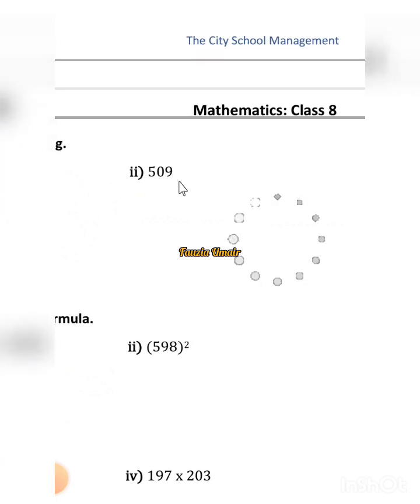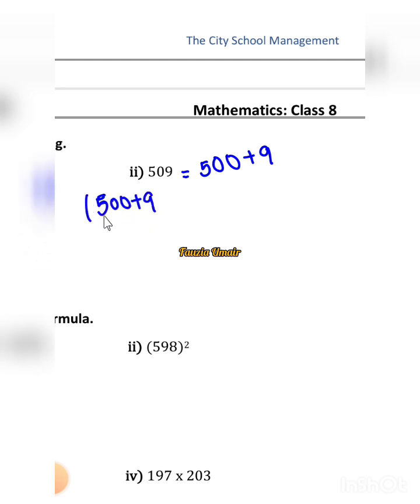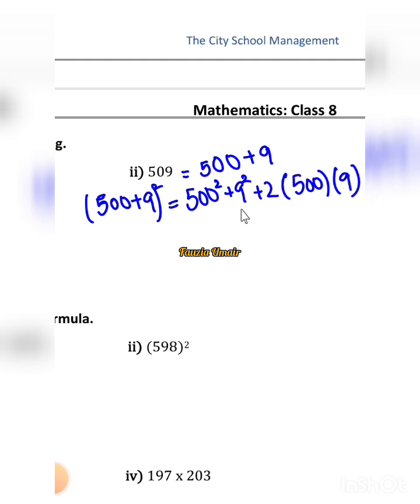So now if you look closely, I cannot do a subtraction here. I can only do addition. So I can write down 509 as 500 plus 9. So now it would be 500 plus 9 whole square. This is the formula of a plus b whole square. So the answer is 500 square plus 9 square plus 2 into 500 into 9. So the formula is a square plus b square plus 2ab.